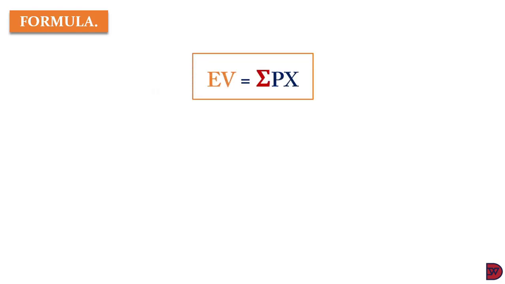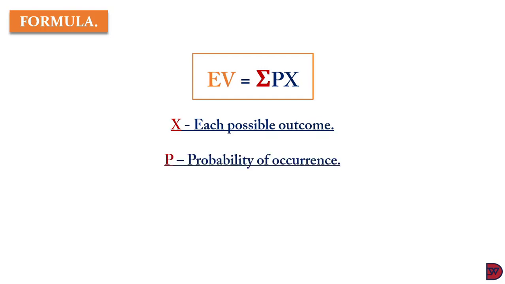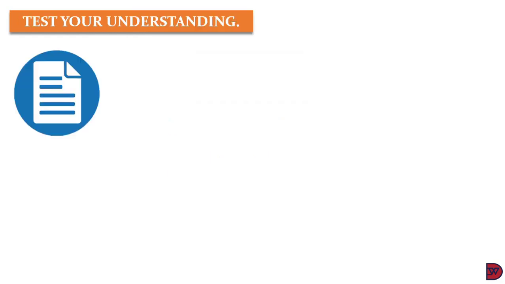Let's now look at the formula for expected value. It is the sigma P multiplied by X, where X is each of the possible outcomes or the events, and P is the probability of each outcome occurring.